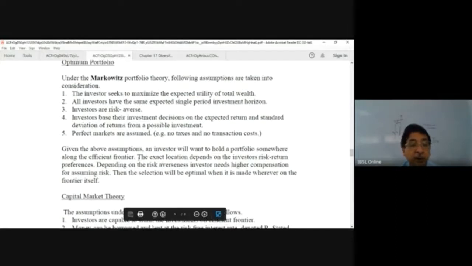Now, again, what I have already discussed is given here. Given the above assumptions, an investor will want to hold a portfolio somewhere along the efficient frontier. The exact location depends on the investor's risk-return preferences. Depending on the risk averseness, the investor needs higher compensation for assuming risk. Then the selection will be optimal when it is made wherever on the frontier itself.